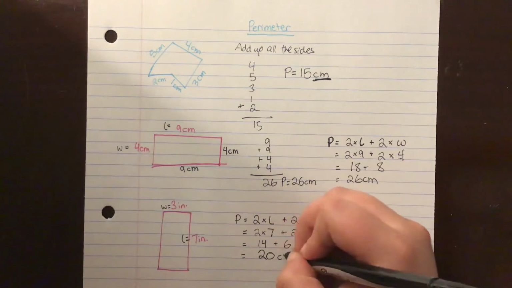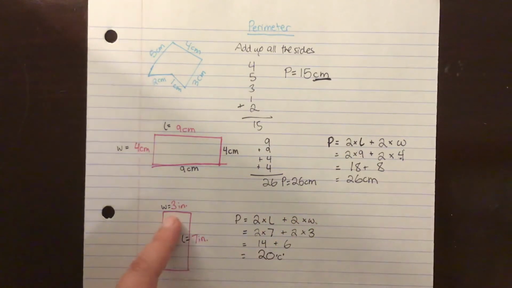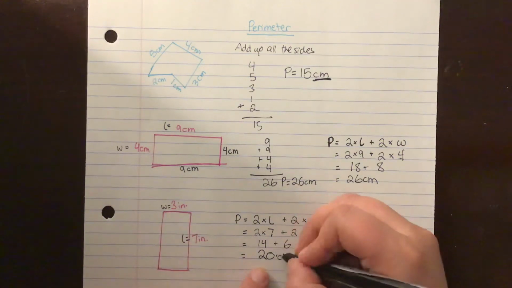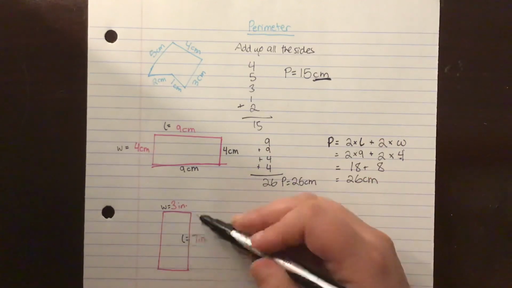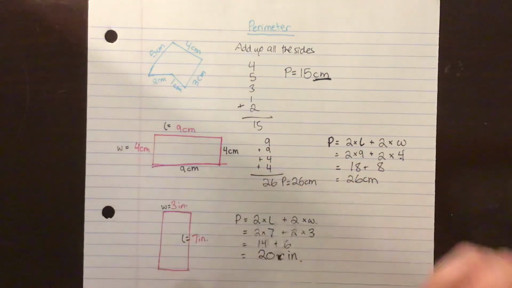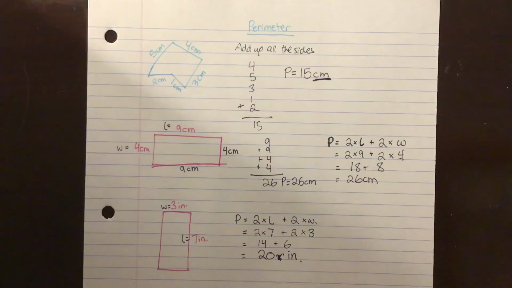Why, it's 20. And this time my measurement is in inches. So for my answer here, I'm not putting it in centimeters, I'm putting it in inches. The perimeter, the length, all the way around the outside of that shape, is 20 inches, just like that.